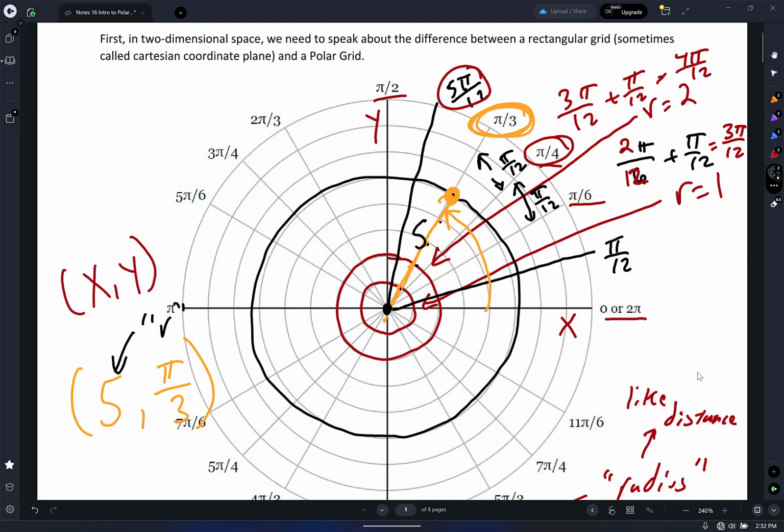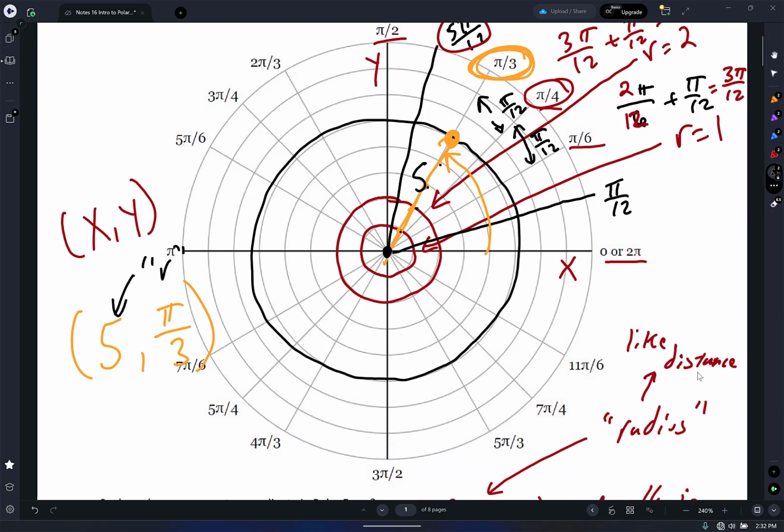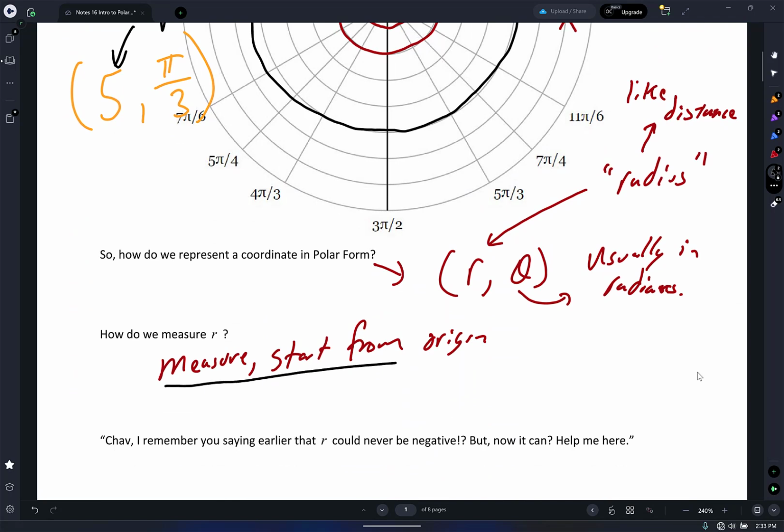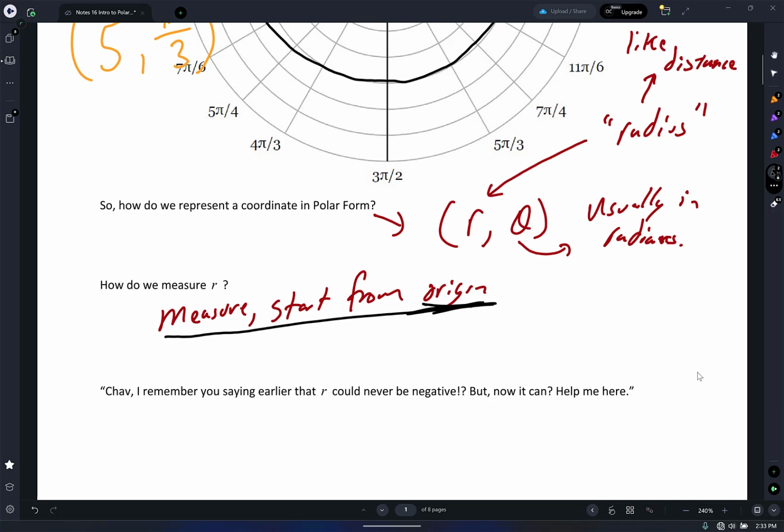Does anyone have any questions on 5 comma pi over 3? Be honest with me, guys. We're good? Okay. All right, Milo, focus. Okay, so we're good. How do we measure? You start from the origin. Always start from the origin. Cool or not cool?